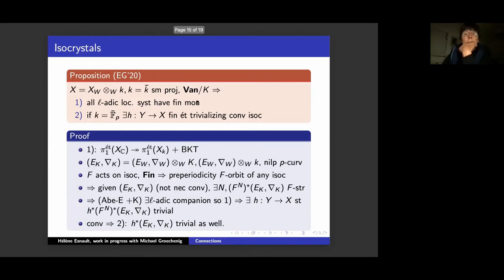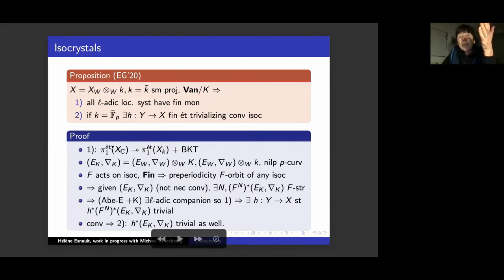So here's a proof. The first part of the proof is not very difficult, because we assume here that the variety comes from characteristic zero. So there is the specialization homomorphism of Grothendieck, where we fix, if you like, a complex embedding of capital K into C. And then we have the specialization homomorphism for the fundamental group, which is surjective. That's the theorem of Grothendieck: first, that the specialization homomorphism exists, and secondly, that it is surjective.